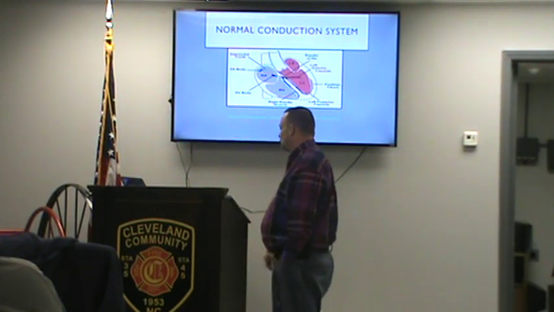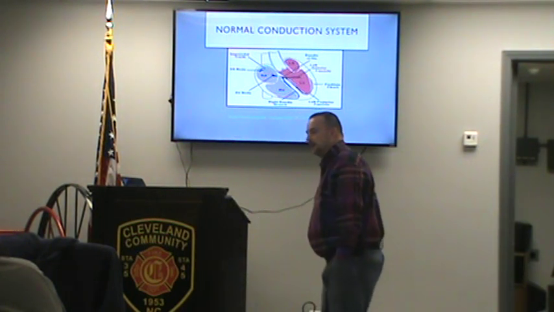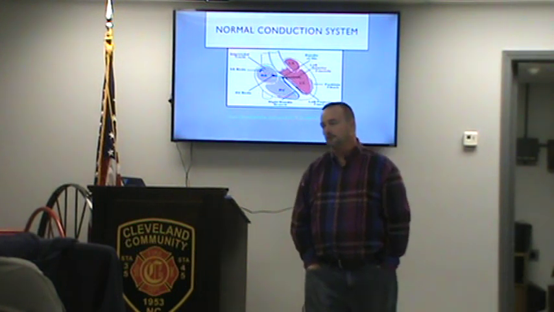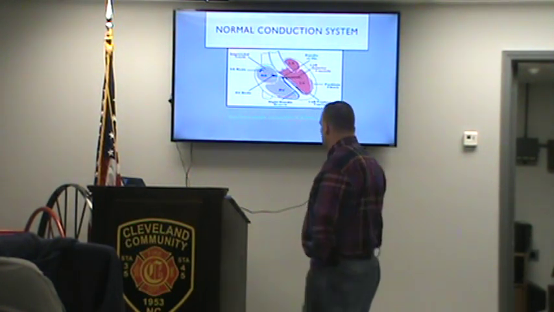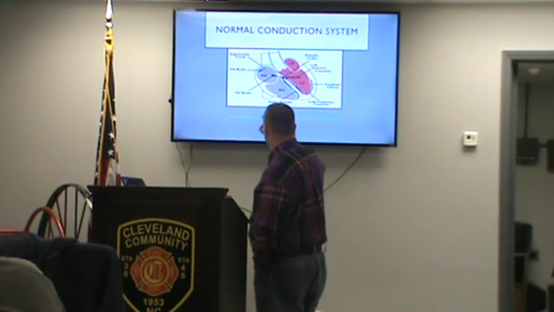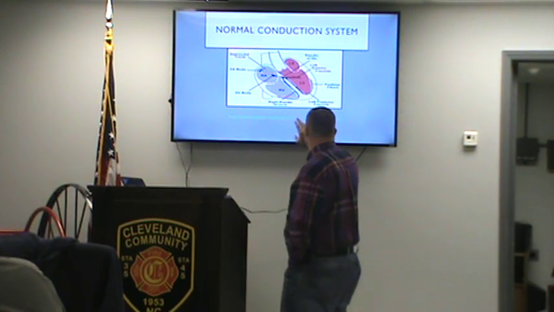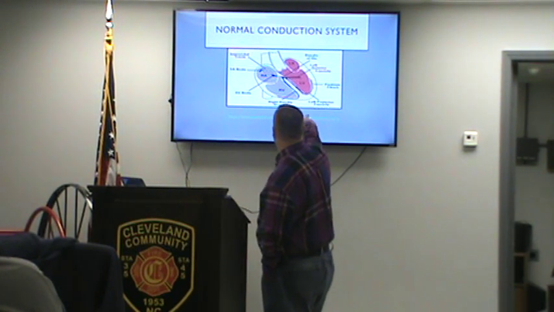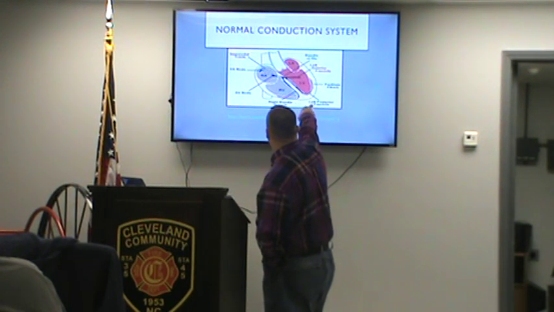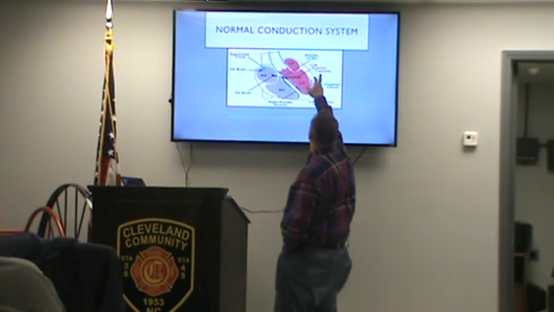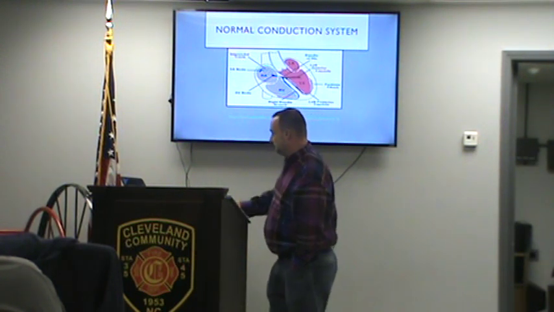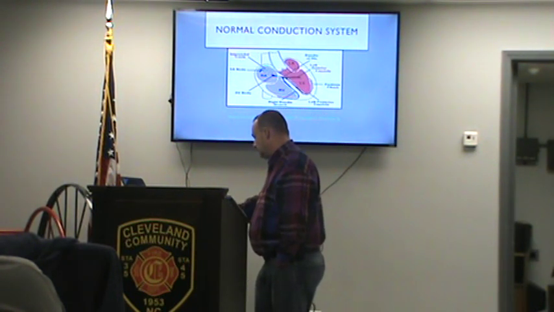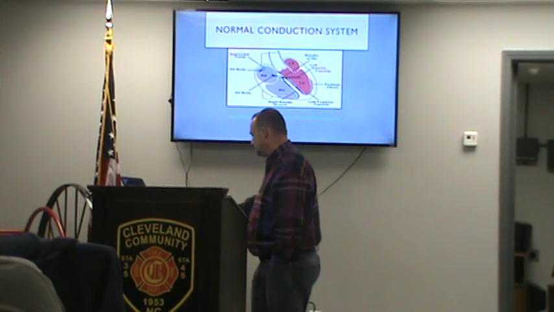Now let's talk about the normal conduction system. And what I'm talking about here is the electrical system inside that makes your heart beat. So when we talk about the SA node, AV node, right bundle branch, left, all these down the right side, skinny fibers, the fascicles and bundle of His, I've got a video on it that I will show.